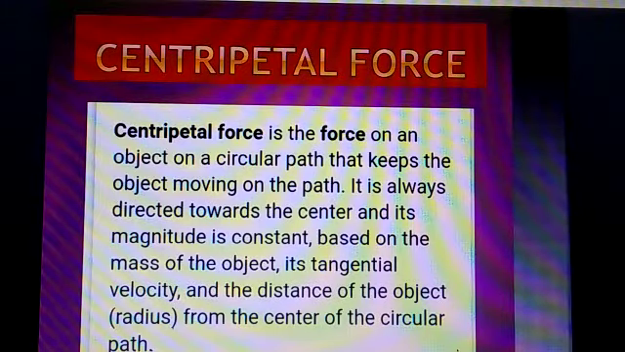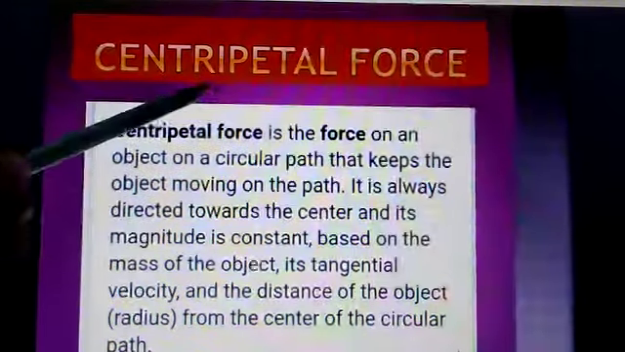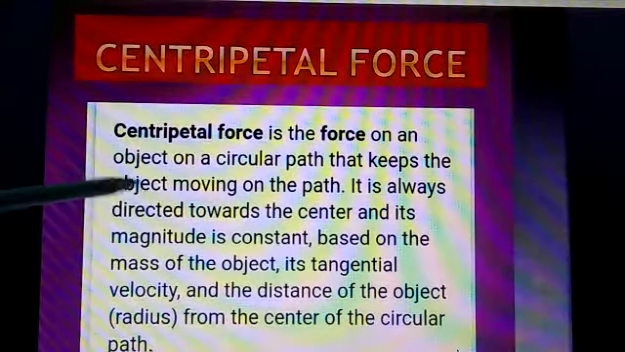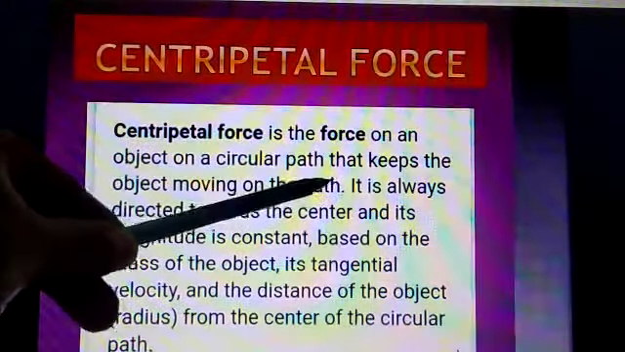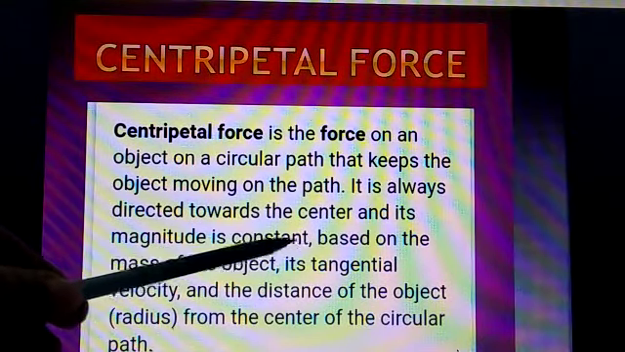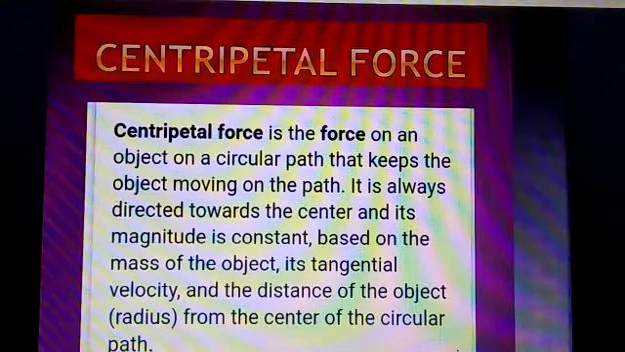So in the previous activity, we saw that a force is acting from the center, and that force allows the stone to move in a circular path. That force is called centripetal force. The definition of centripetal force: the centripetal force is the force on an object on a circular path that keeps the object moving on the path. It is always directed towards the center, and its magnitude is constant. Up to here it is enough for the definition of centripetal force.